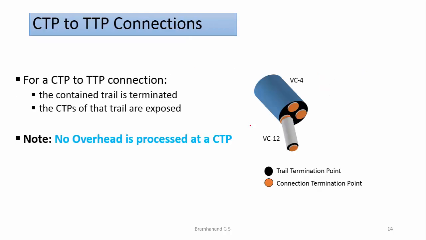For a CTP to CTP connection, the trail could be, say for example, VC4. When I terminate this, I will have VC12 CTP, and once I terminate that, I will get a TTP again, through which I can make the cross connection. So please make a note that there is no overhead which is processed at connection termination points.